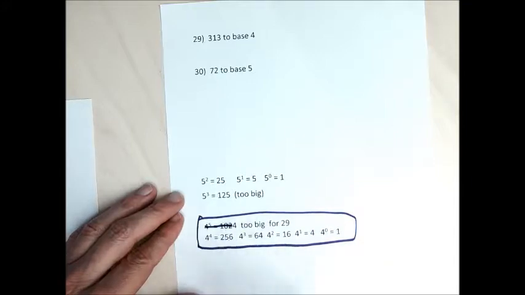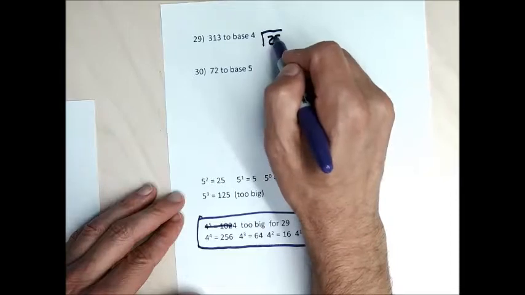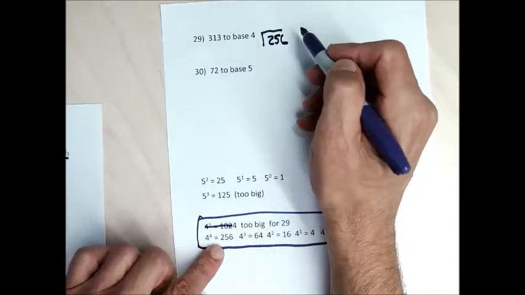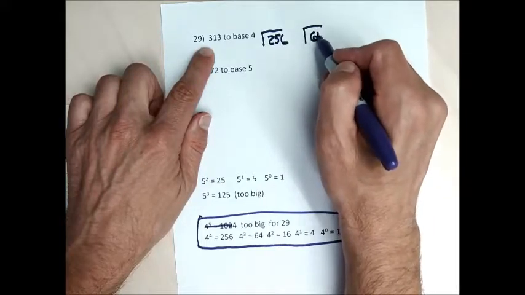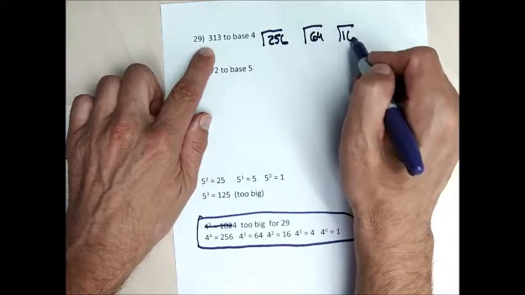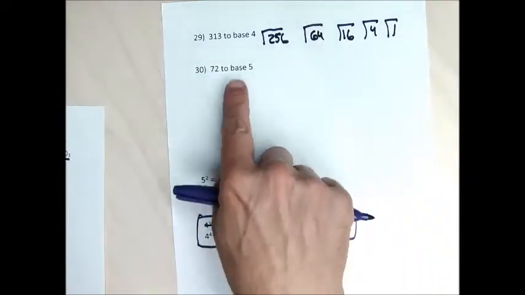4 to the 5th is too big, so when you do problem 29, you're going to have a division by 256, which is the biggest power of 4 that's less than or equal to 313. You're going to have a division by 64, a division by 16, a division by 4, and a division by 1. Mine's a little bit nicer.